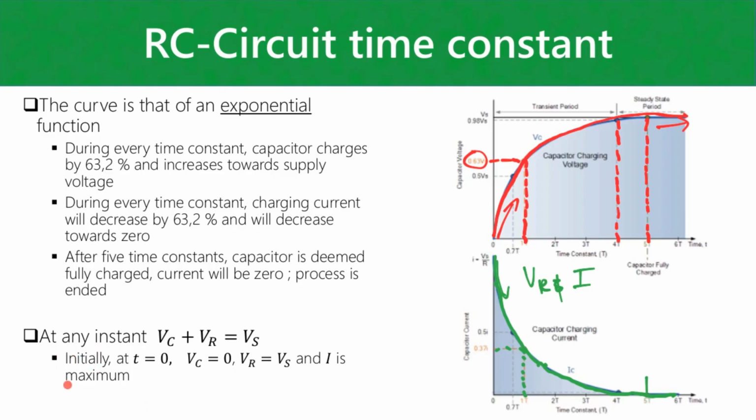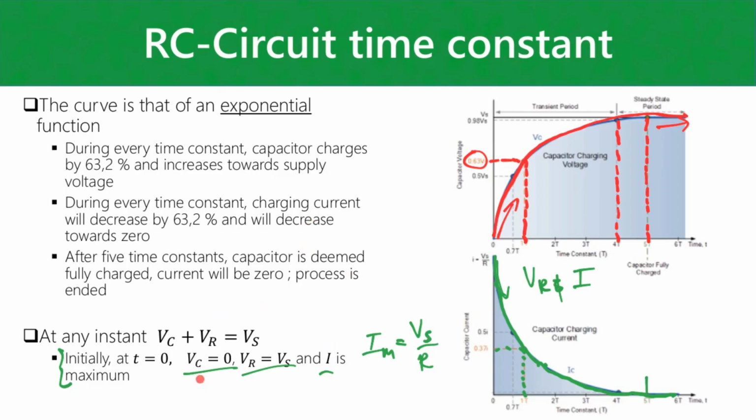Right, so our initial conditions: time is equal to 0, capacitor voltage is equal to 0, the voltage across the resistor is the same as the supply voltage, and the current is also going to be a maximum. In fact, that maximum current is the supply voltage divided by the resistance.